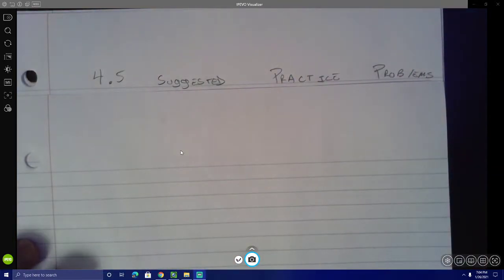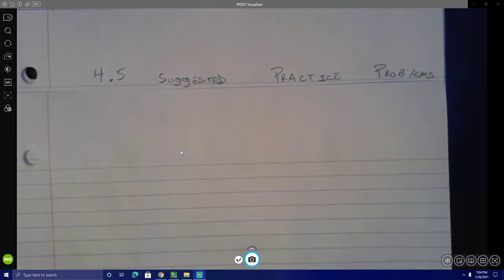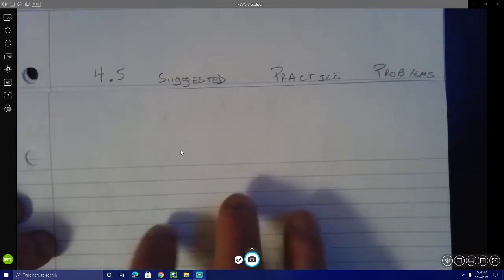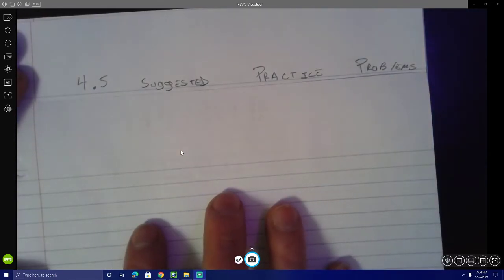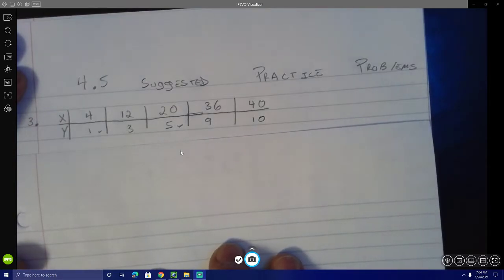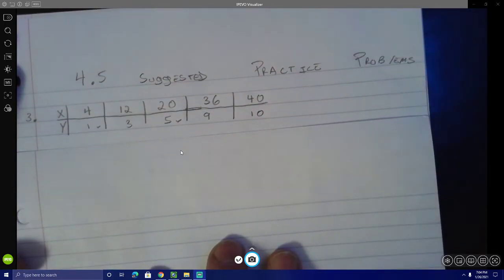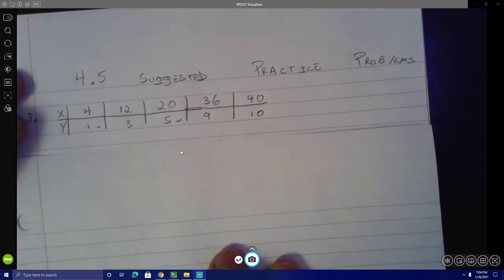Hello students. Today we will be going over the 4.5 suggested practice problems. For the first problem, we were given this table and we had to come up with an equation.